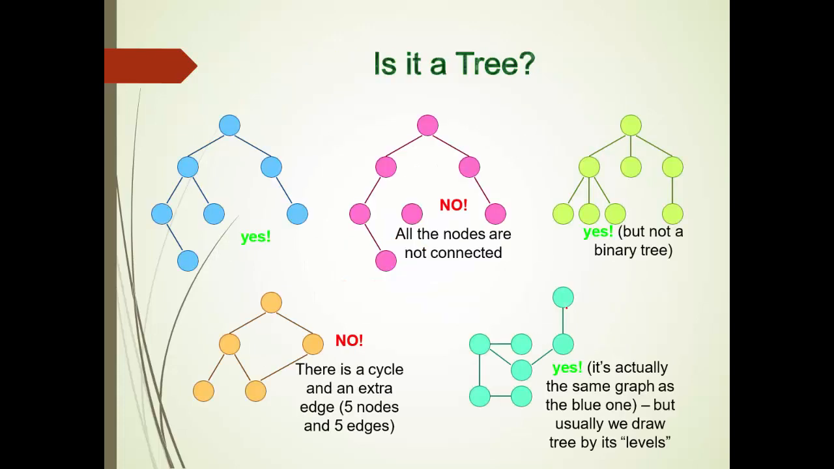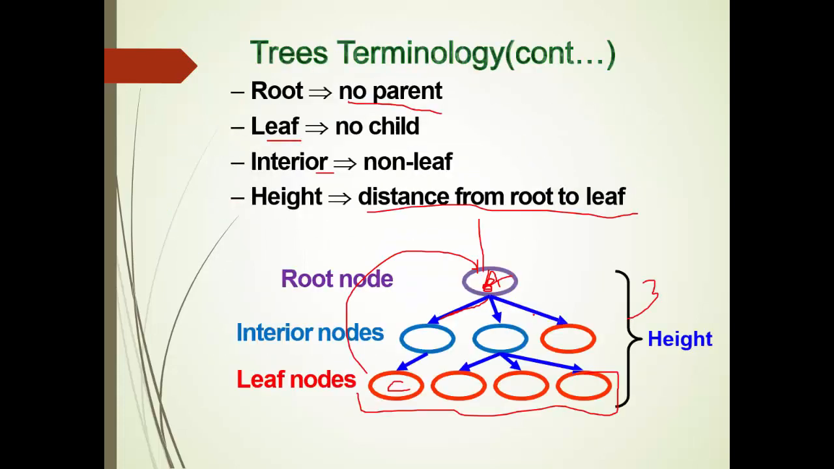Let me say, for example, how many edges do we have here? 1, 2, 3, 4, 5, 6, 7. How many nodes? 8. So it means then the number of edges will be equal to the number of nodes minus 1. Edges is equal to the number of nodes n minus 1.